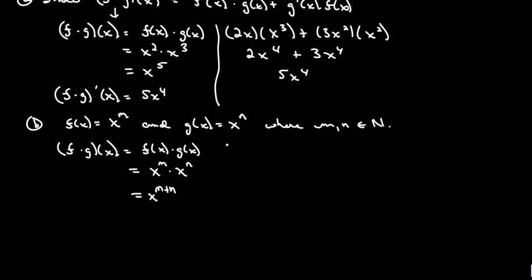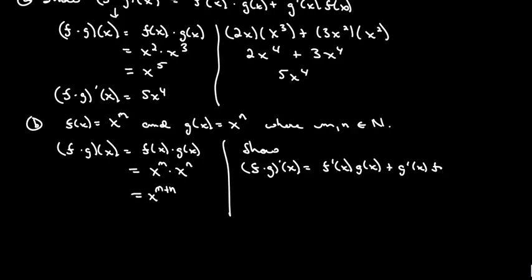Now, what we want to show is that the derivative of f times g of x is equal to f prime of x times g of x plus g prime of x times f of x. So let's work on this guy right here. Well, f times g of x is equal to x raised to the m plus n, so the derivative is m plus n times x to the m plus n minus 1. We bring the power down and subtract 1 off the power.